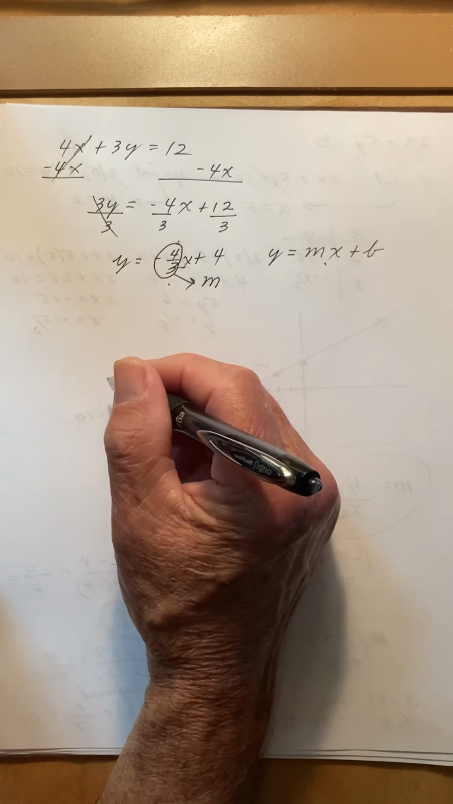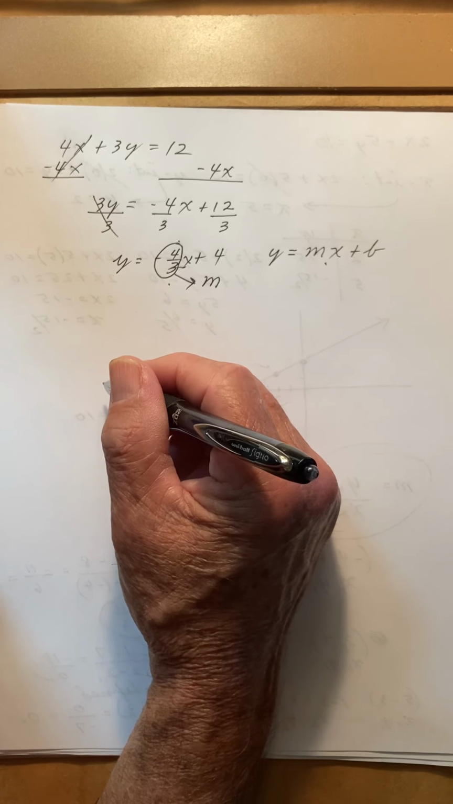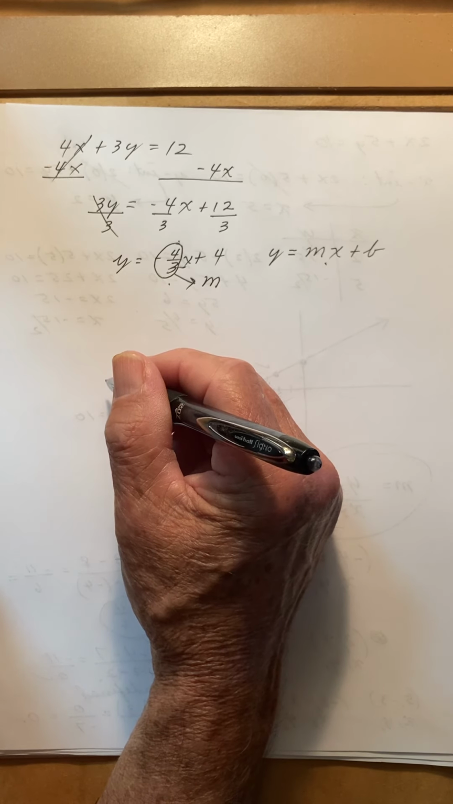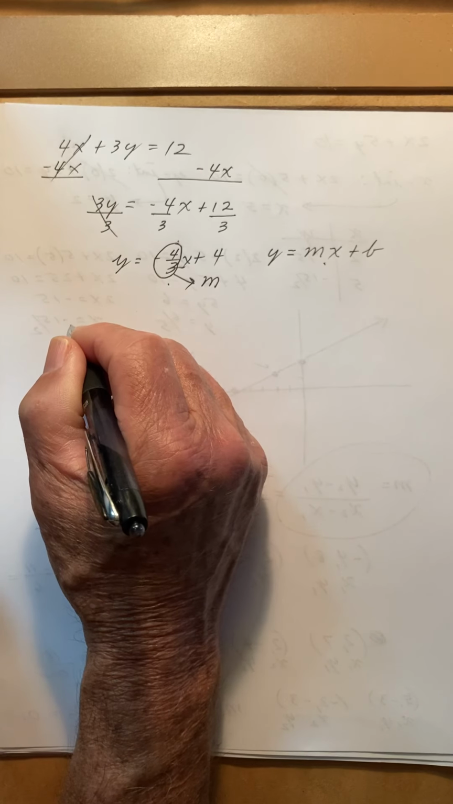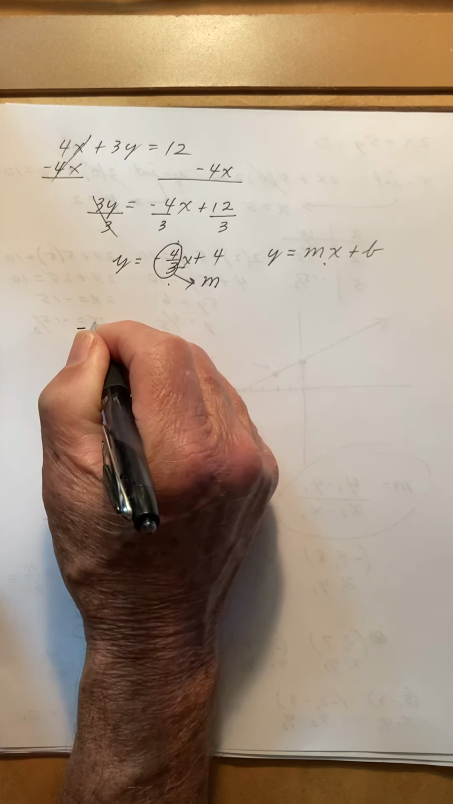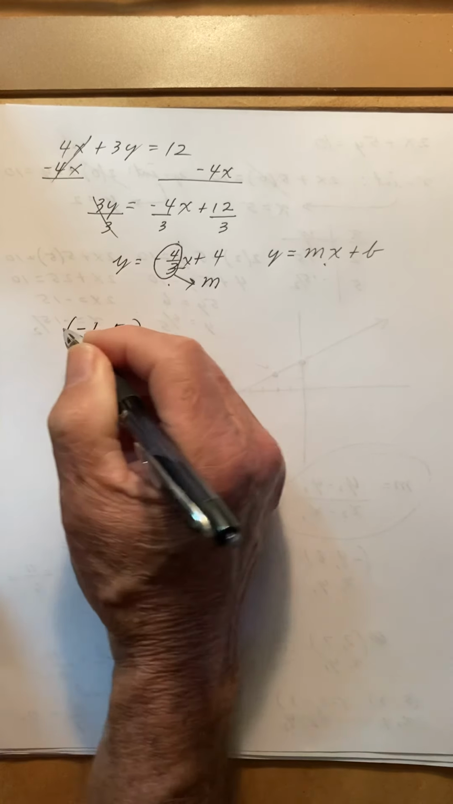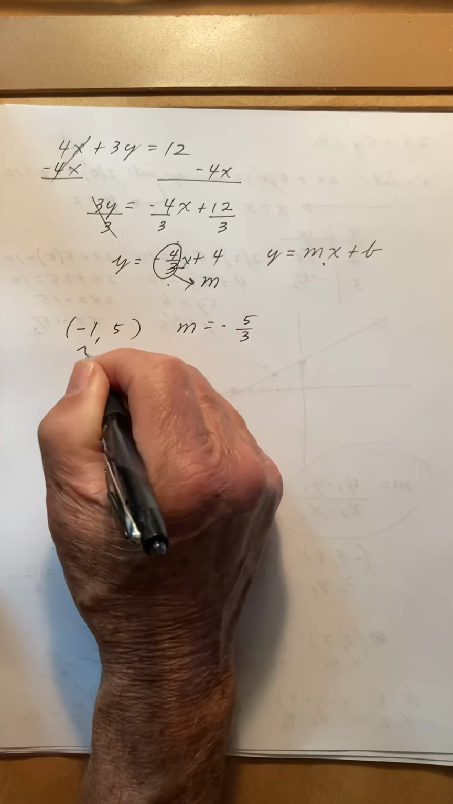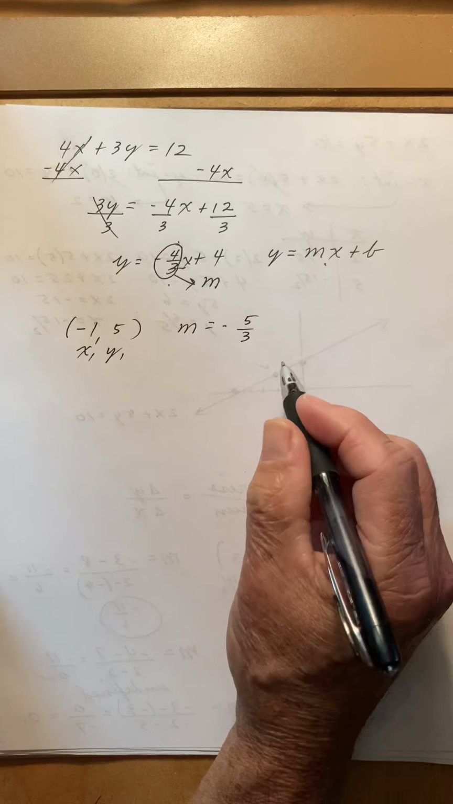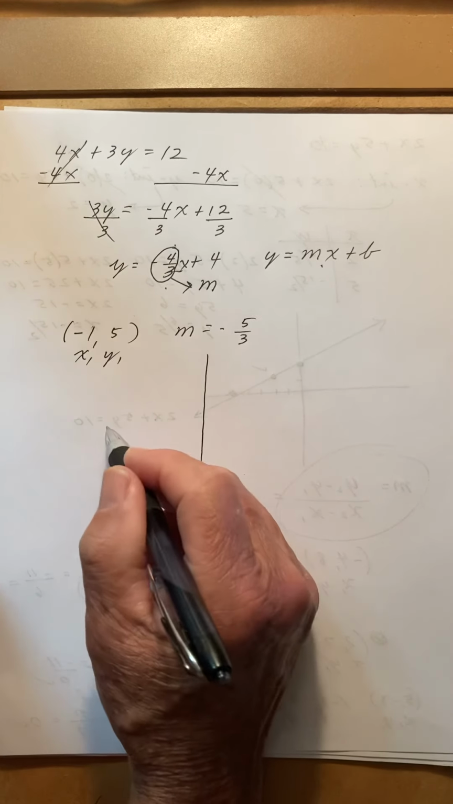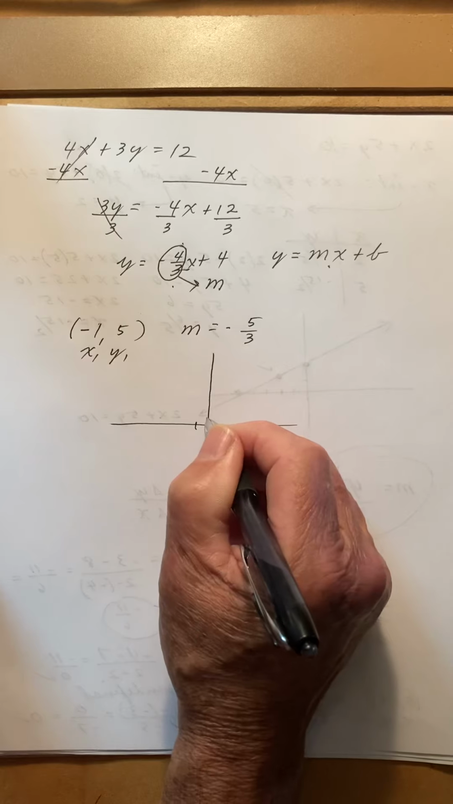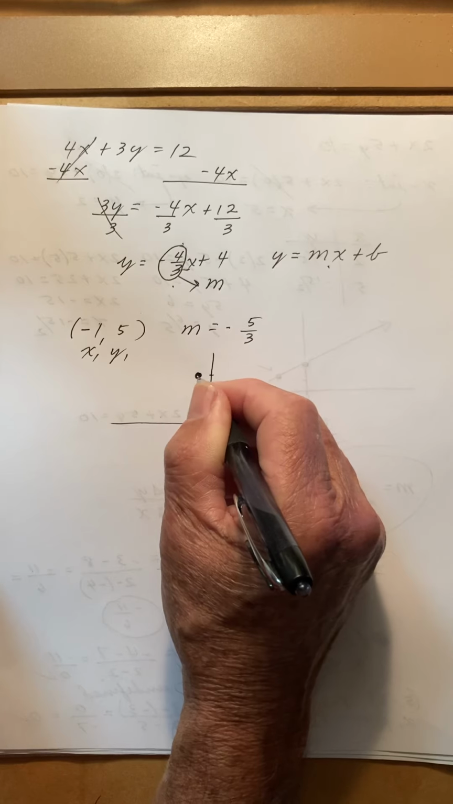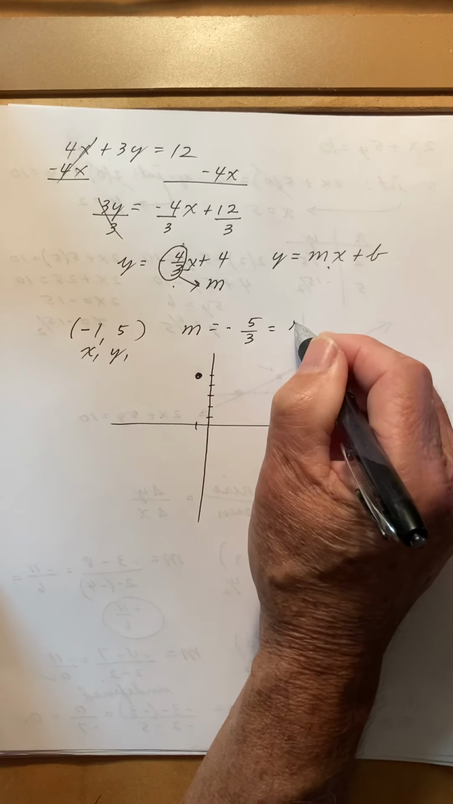We can also use the idea of a point and a slope to graph an equation or a function. So here we have an example where the graph passes through negative 1 and 5, and it has a slope of negative 5 over 3. So this is your x1, y1, and we're going to locate that point on the graph, a negative 1 and a 5. 1, 2, 3, 4, 5. So our point would be right there. And then this is your rise and your run number.